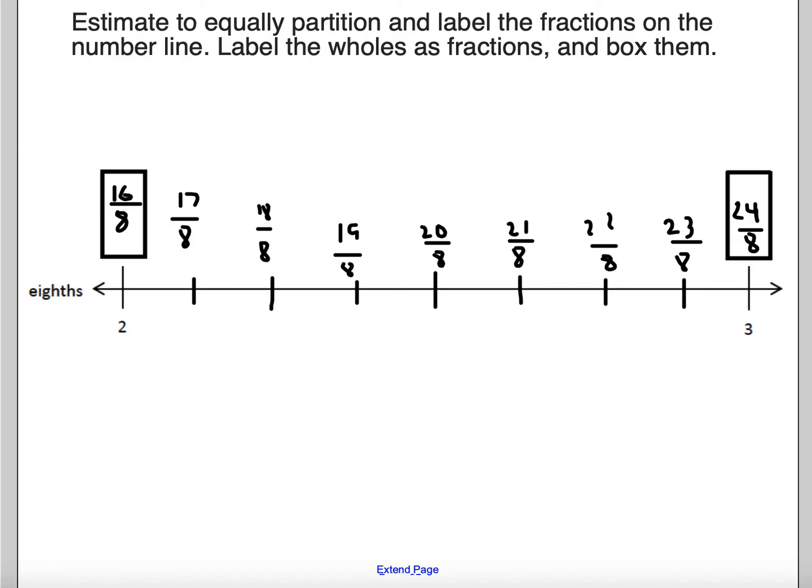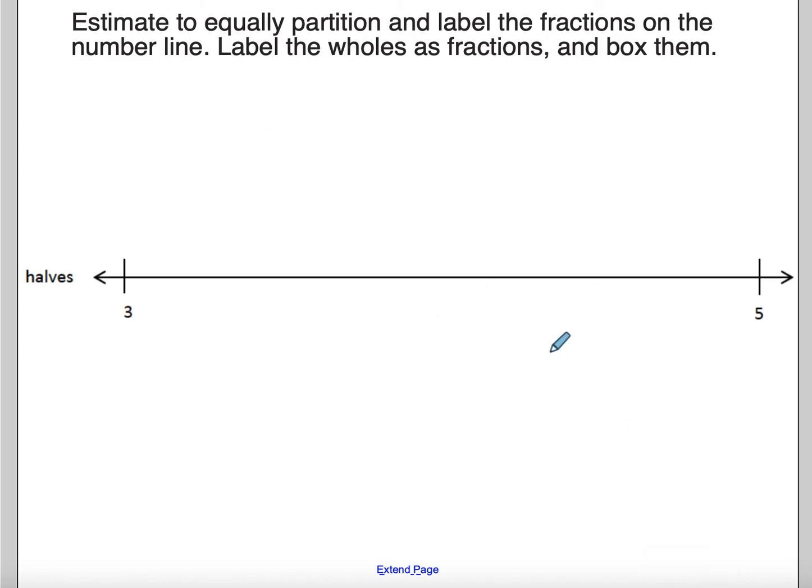So let's try one together. I want to represent halves from 3 to 5. So again, I'm going to do the same thing, estimate to partition equally, label the fractions of the number line, and label the wholes as fractions, and box them. So now, from 3 to 5, that's 2 wholes. So somewhere in the middle, I'm going to have to split this in half.